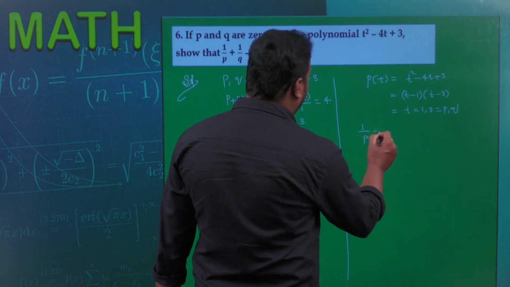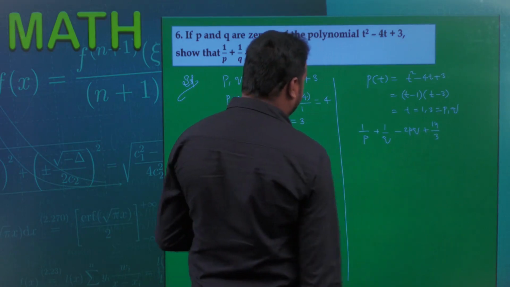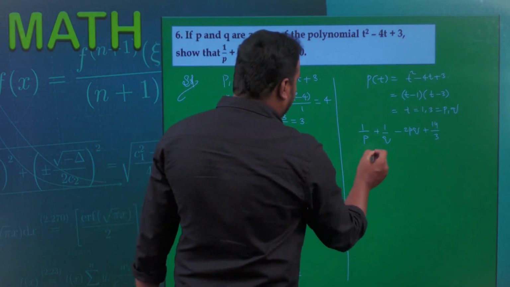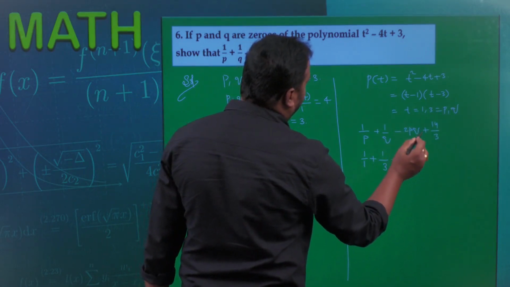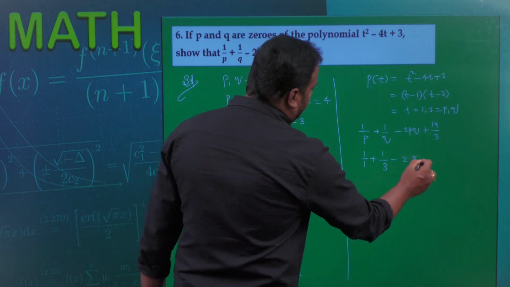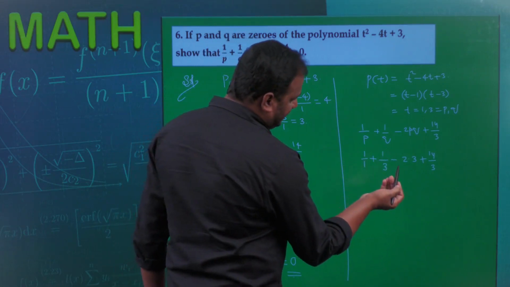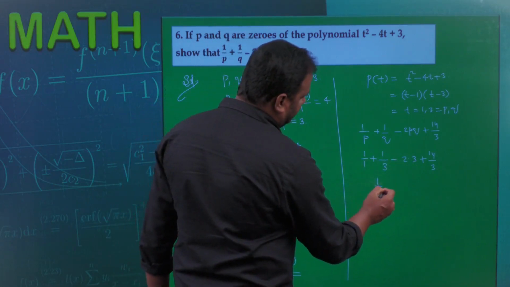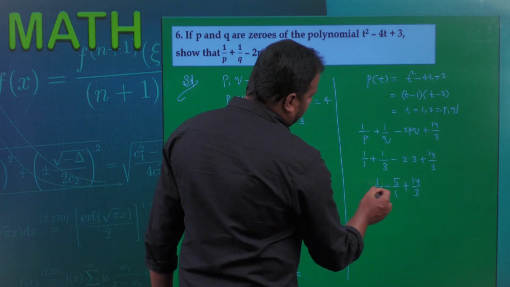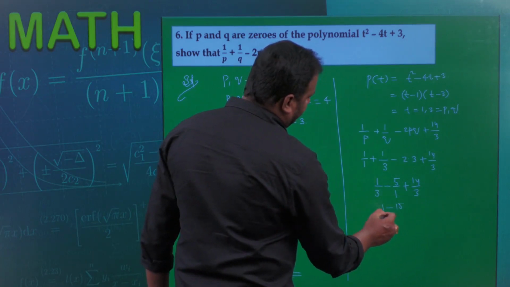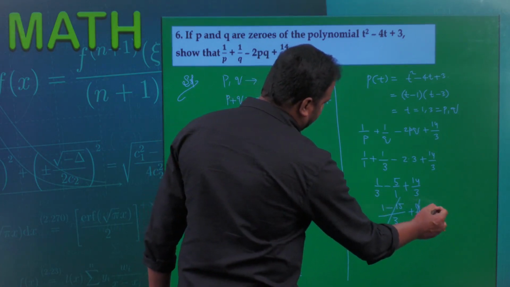1 by p plus 1 by q minus 2pq plus 14 by 3. When you substitute them here, p is equal to 1, so 1 by 1 plus 1 by q is equal to 3, minus 2 into pq is nothing but 1 into 3 is equal to 3, plus of course 14 by 3. Okay? 1 plus 1 by 3 is equal to 4 by 3, or 2 3s are 6, right? So here it is 1 by 3 minus, this is 1 minus 6 is equal to minus 5 by 1 plus 14 by 3. 1 1s are 1 minus 3 5s are 15 divided by 3 plus 14 by 3. See, minus 14 by 3 plus 14 by 3 gets cancelled, equal to 0.